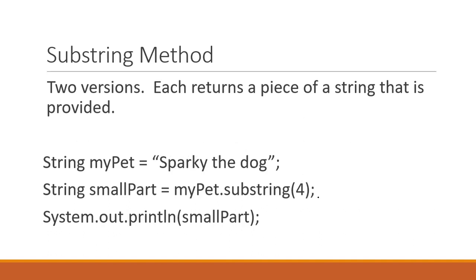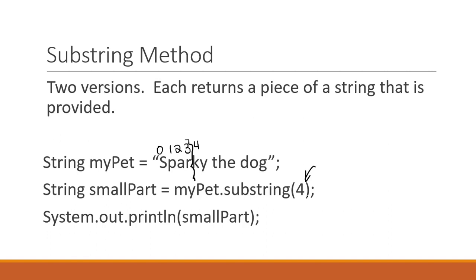There is another version of this where you take the piece from that point to the end. If I have substring with only one number, you are assuming that it means start here and go to the end. So if I want spot 4, I'll start at K, and I'll get KY the dog. If you only have one number, that means you want to start at that and go to the end.